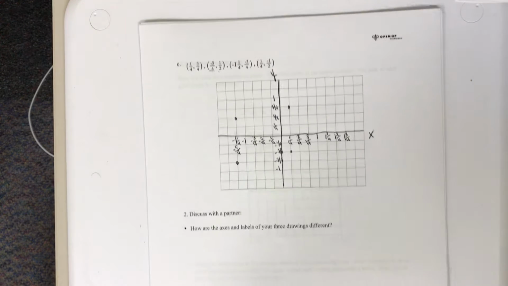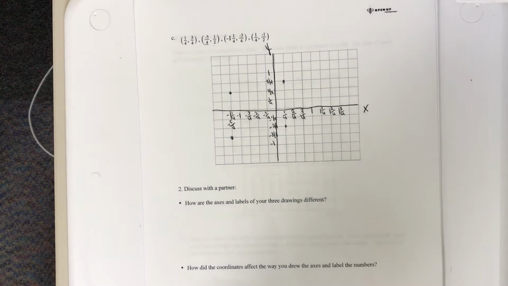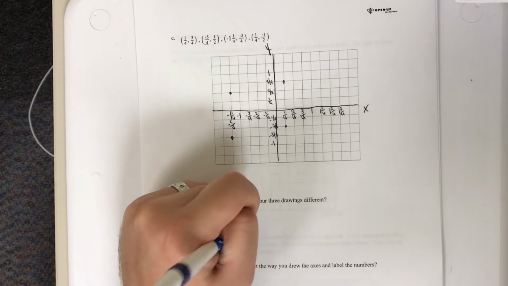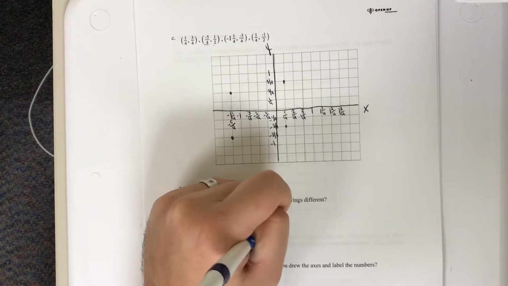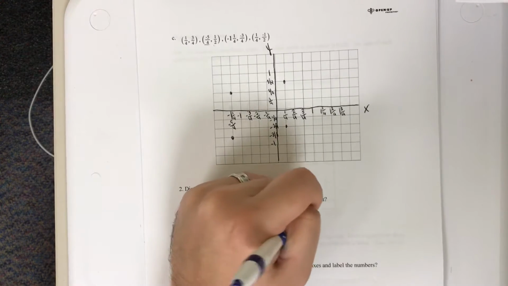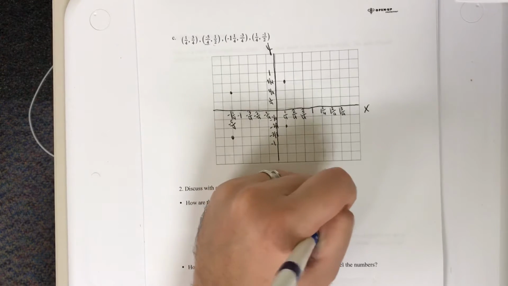And now it says, discuss with a partner, how are the axes and labels of your 3 drawings different? Each drawing has a different scale.